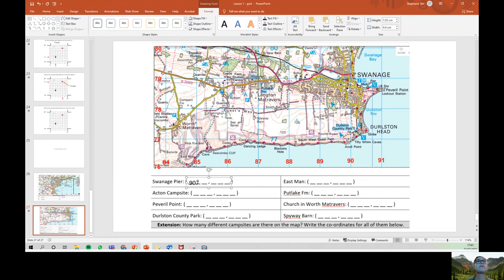And then I know that that number comes very close to 79. So it would be 789, because it's very close to 79. Okay, let's do Acton campsite together.